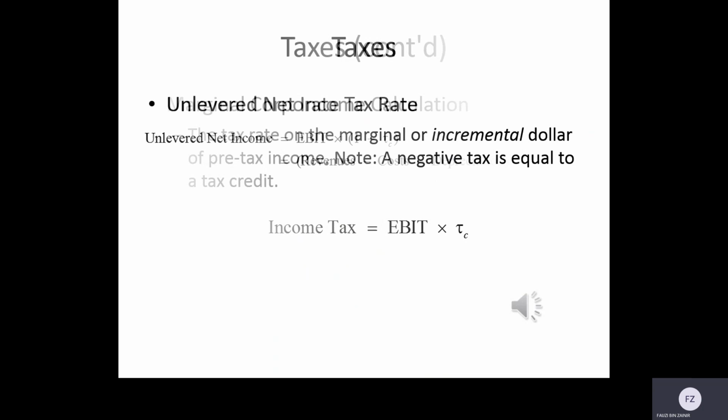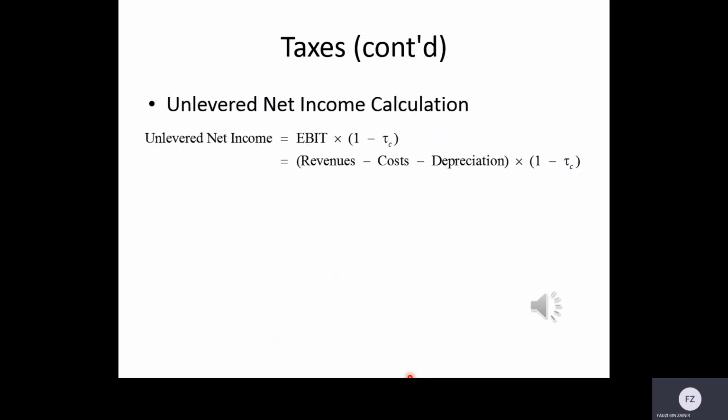So in a nutshell, the bottom line that doesn't take into consideration the financing expense, that is the interest expense, we call the unlevered net income. The way we calculate it is EBIT times 1 minus T, which is what we already learned in chapter 4. If you expand the EBIT, it becomes revenue minus cost minus depreciation, times 1 minus T.